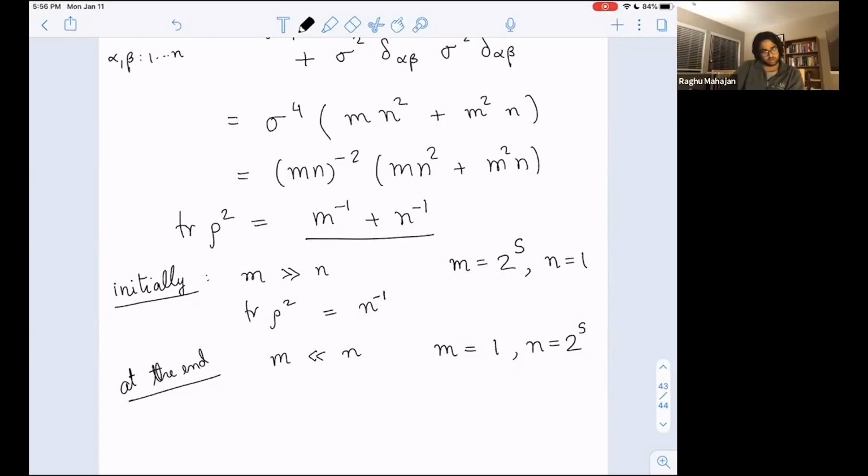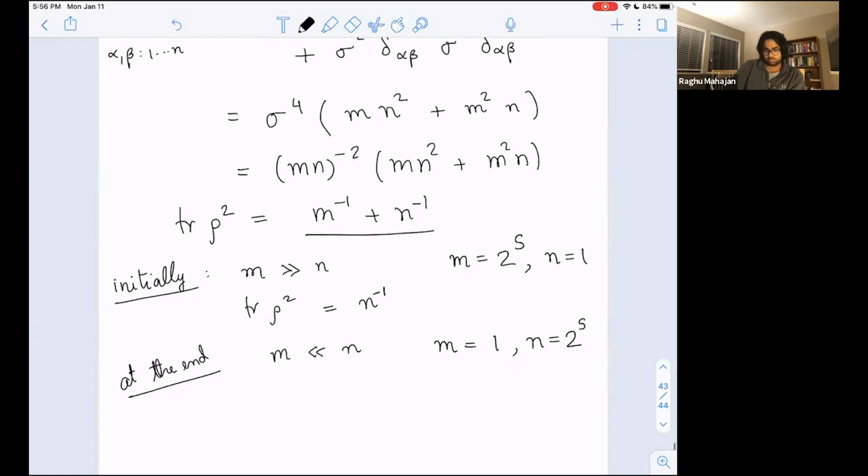And maybe next time we will actually see how in this paper of Pennington, Schenker, Stanford, and Yang, there was a very similar formula with M and N basically playing the same role. M is the dimension of the black hole, and N is the dimension of some internal states, radiation.